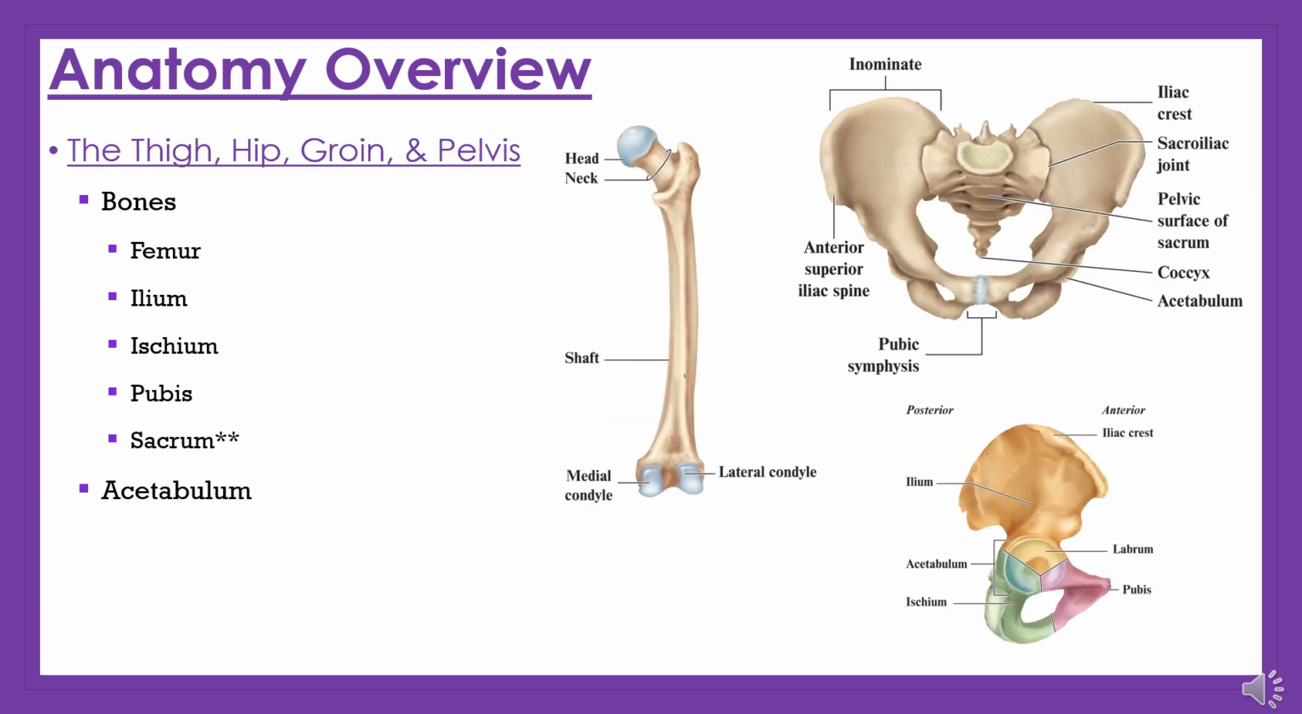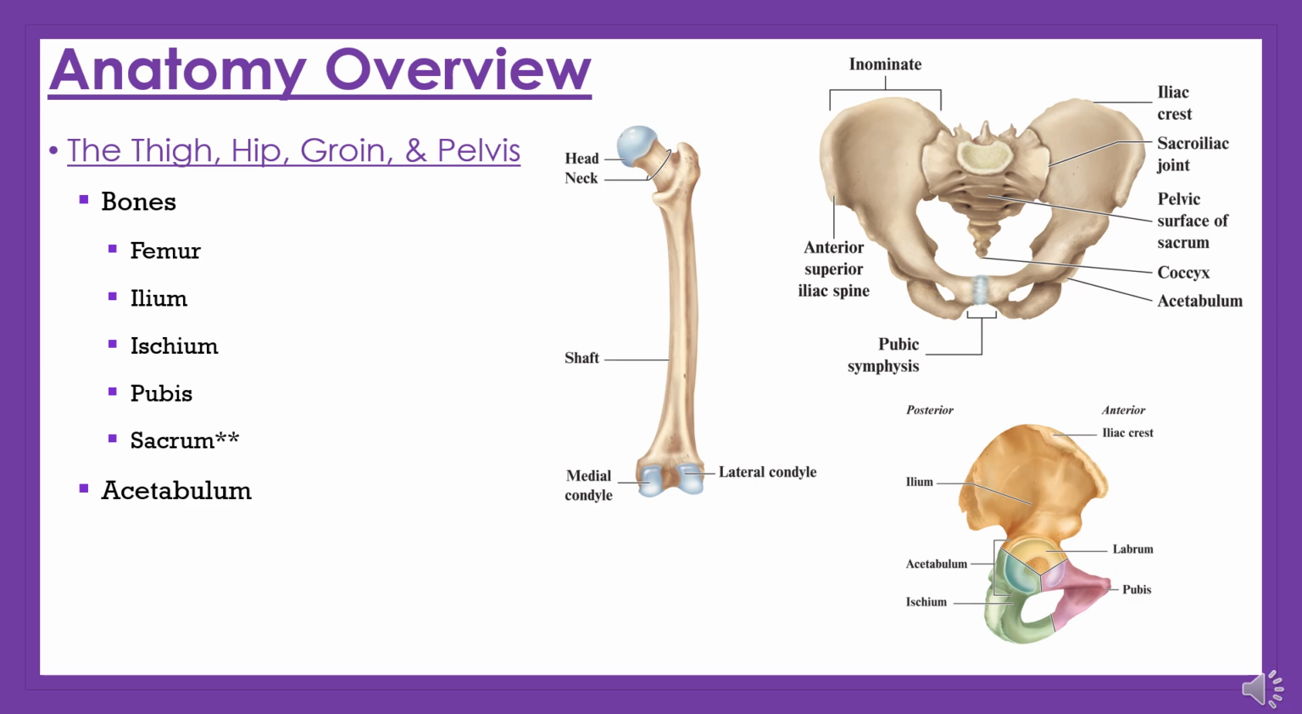The thigh, hip, groin, and pelvis really comes down to the bones of the upper leg, the femur, and its articulation with the pelvis. The pelvis is really the combination of three different bones. So we have the ilium, which is what most people call our hip bones, and then the pubis, which lies at the bottom and front of the pelvis, and the ischium, which creates the lower posterior third of that pelvic girdle.